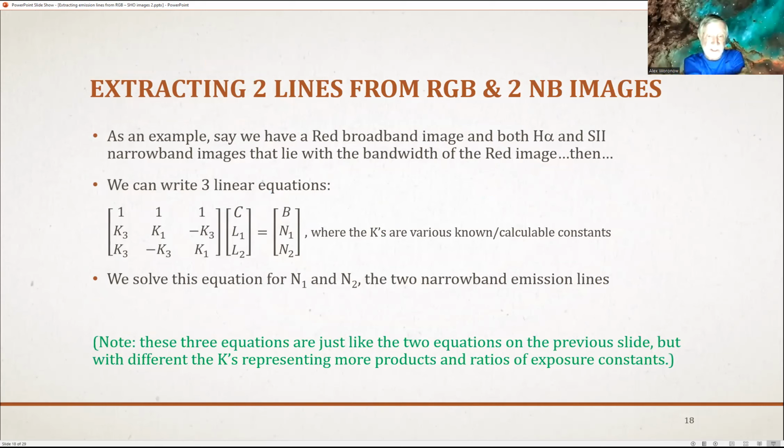Okay, now the problem is if we look at our narrowband red image, broadband red image, it contains two emission lines in it, the hydrogen alpha and the sulfur 2 lines. So we have to write three equations. And they look just like the equations we just wrote, except there are much more complicated contortions of all the constants being multiplied and divided. And so instead, I just simply write it in a simple matrix form, linear, and solve these linear equations for N1 and N2, where N1 might be the hydrogen alpha line and N2 being the sulfur 2 line. So this is very easy to solve, and you get both the hydrogen and the sulfur out in one pass.